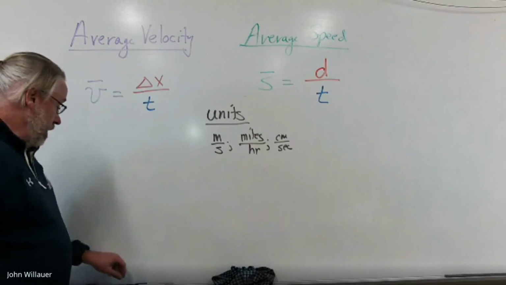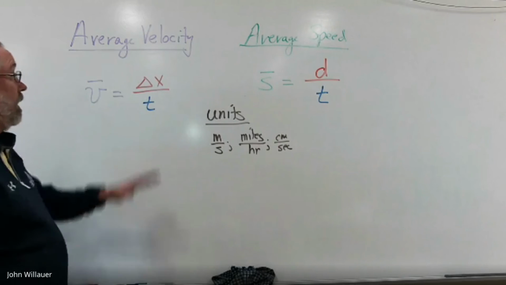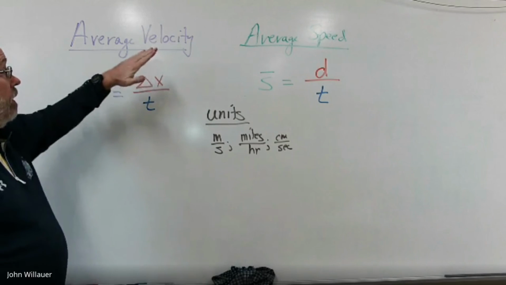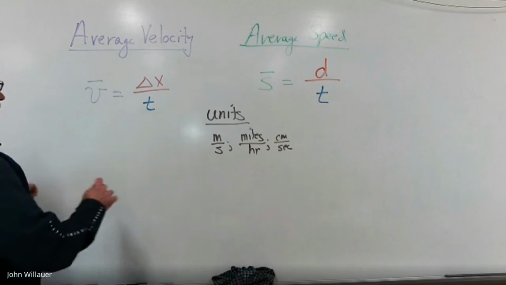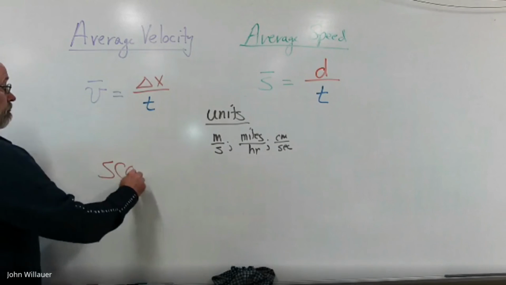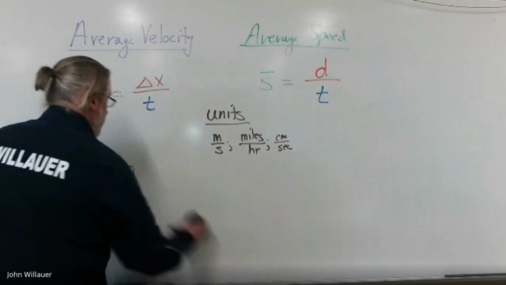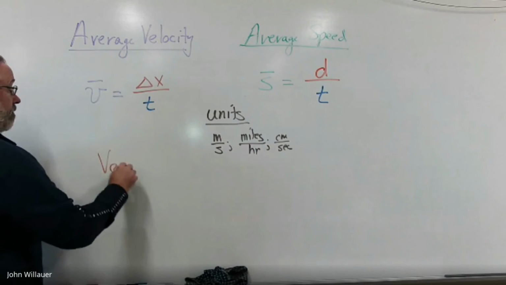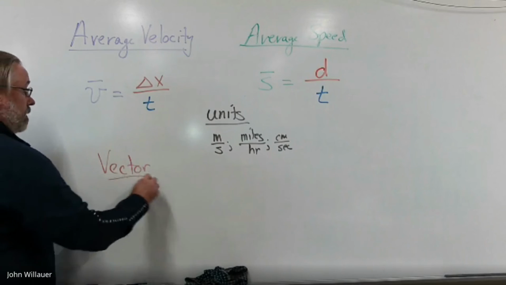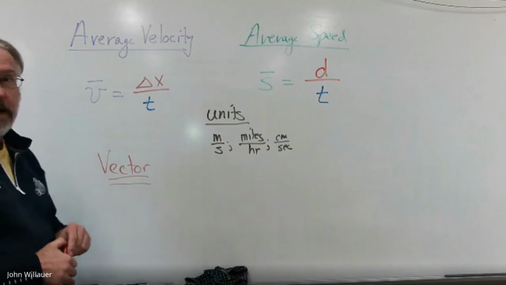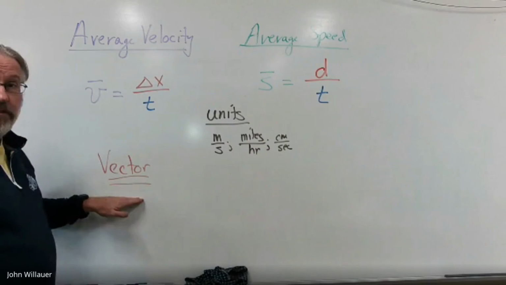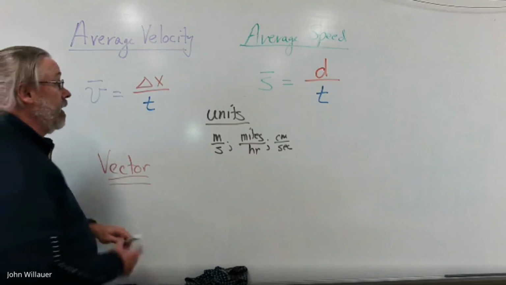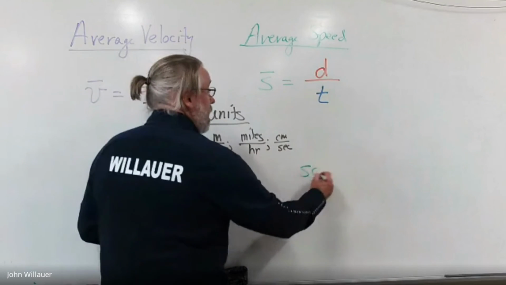The final thing I want to point out here is comparing this with 2 other terms. Velocity is a vector quantity. Ms. Nielsen defined that for you. A vector quantity is something that has a direction as well. Average speed, on the other hand, is the scalar quantity.